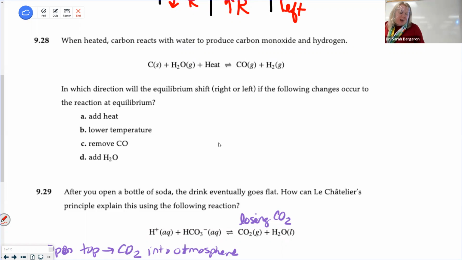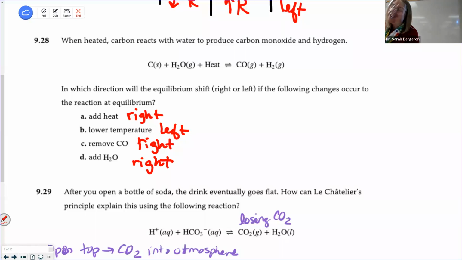Okay, so what do you get for A? A is what? A right shift. Good. B, a left. C, right. And then D, right. Y'all got it. Awesome.